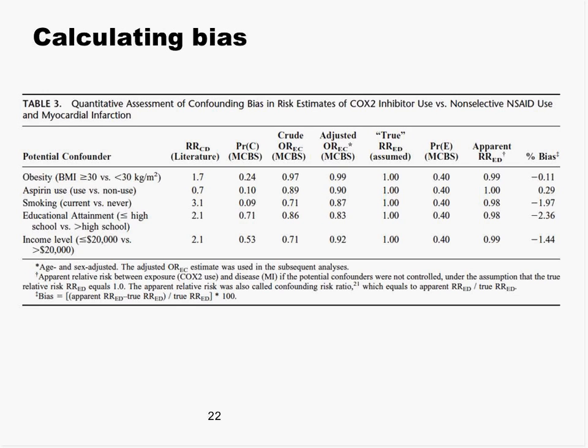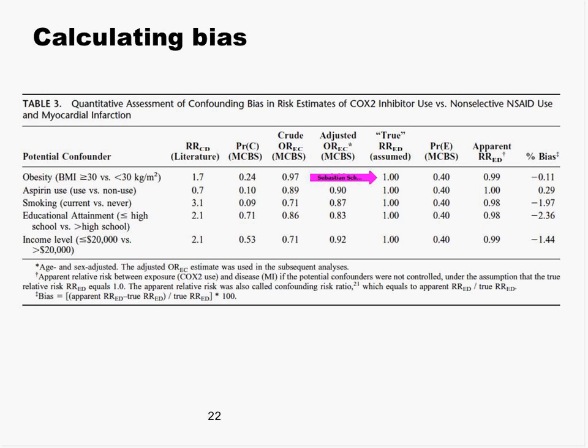So you have your literature estimate for obesity, 1.7. The prevalence of the confounder, which comes from the MCBS, is the 24% that we saw. The association between the confounder and the exposure group, adjusted for age and sex here, is basically 1.0. Remember, it was 1.24, something like it. It was very similar between the coxibs and the non-selective NSAIDs. So it's a null association, really.